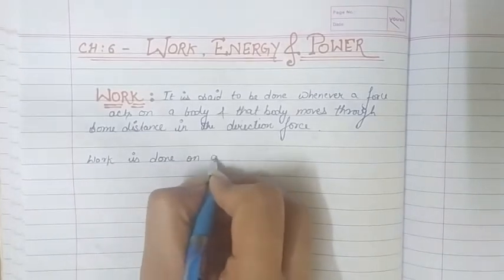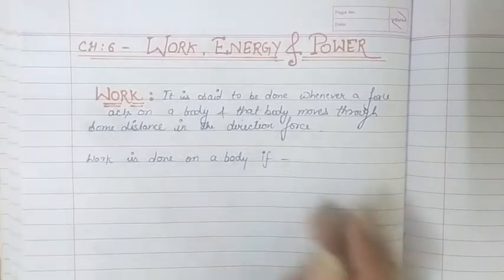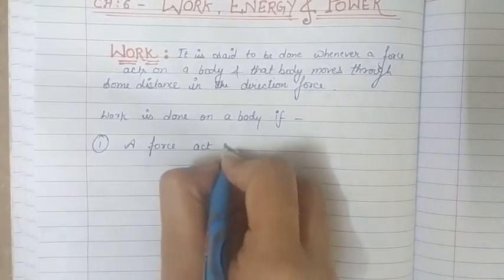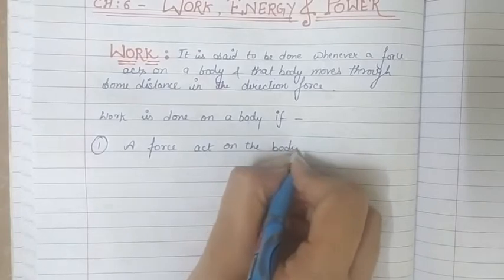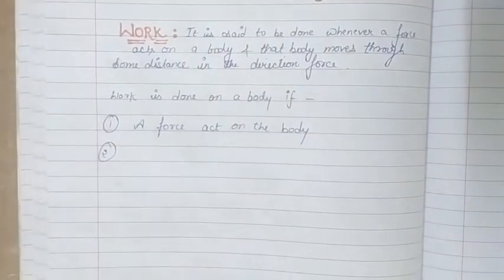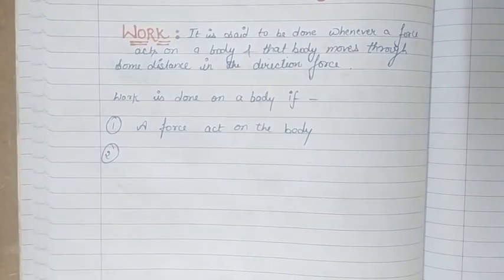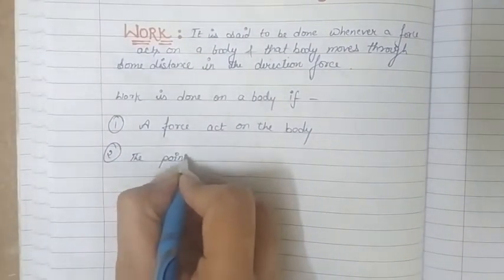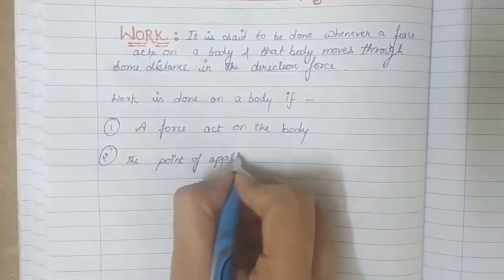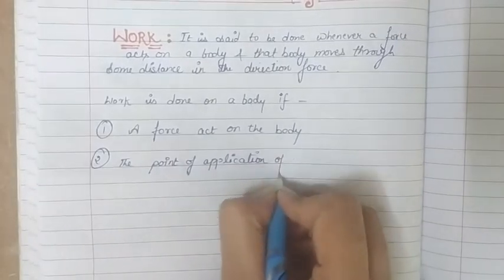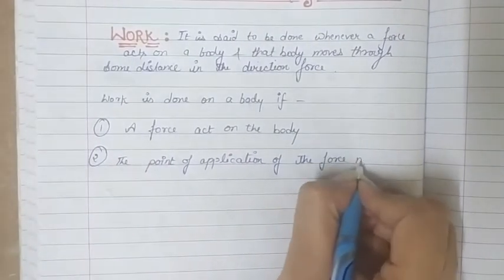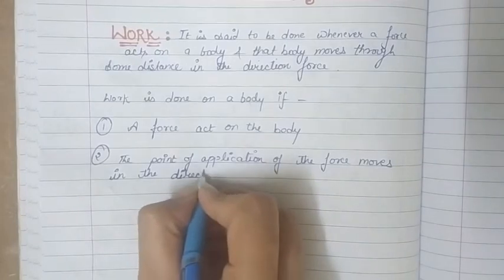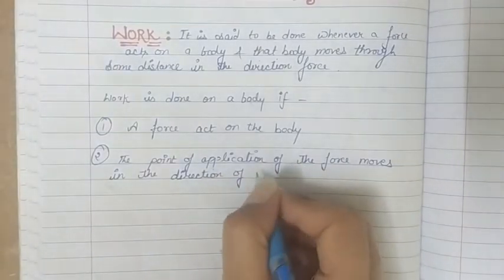work is done on a body if the following two conditions are satisfied. The first condition is a force acts on the body, and the second necessary condition is the point of application of the force, means the point in that body on which that force is acting, it should move in the direction of the force. So the point of application of the force moves in the direction of force, then the work is done on a body.